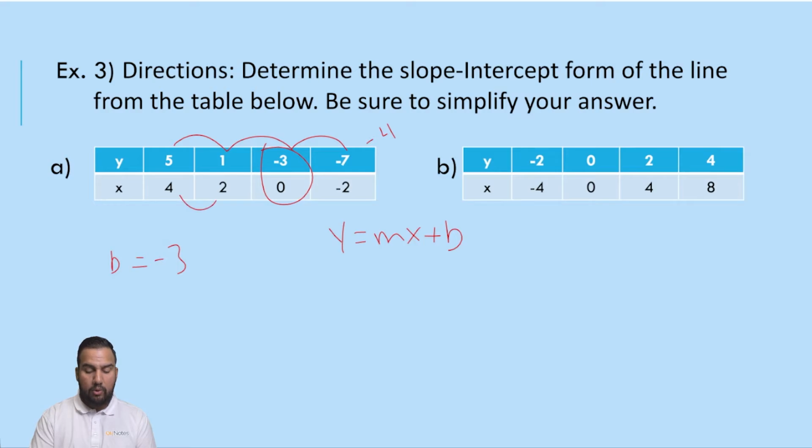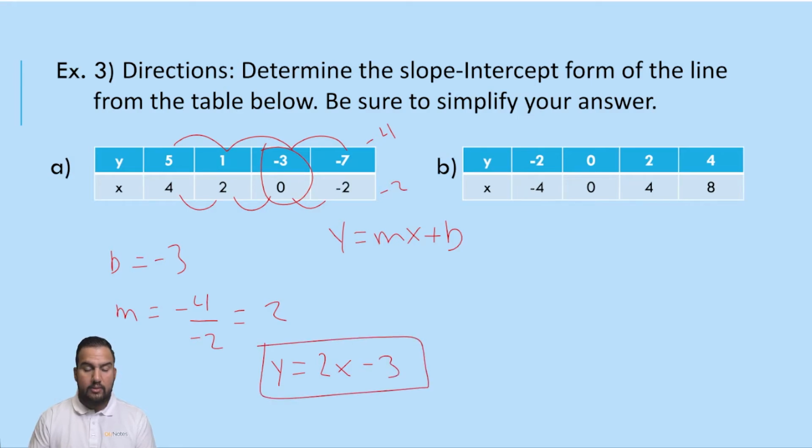What about the x's? 4, 2, 0, negative 2. I'm counting down by negative 2. So what's my slope? My m is going to be negative 4, change in y over change in x, and if I divide that, I get 2. So piecing it all together, this is what my answer is going to be. It's going to be y equals my slope, 2x. Where does the y-intercept go? It goes at the end, so it's going to be 2x minus 3. I'm going to box it in, and I'm done. And that's how I know I did it right. Hopefully you got that one as the right answer as well.